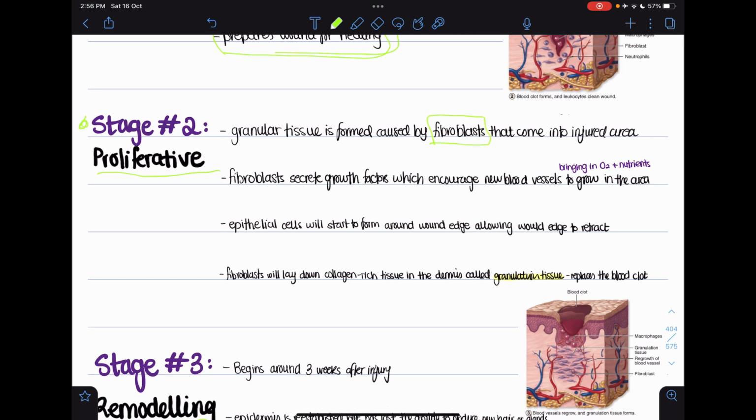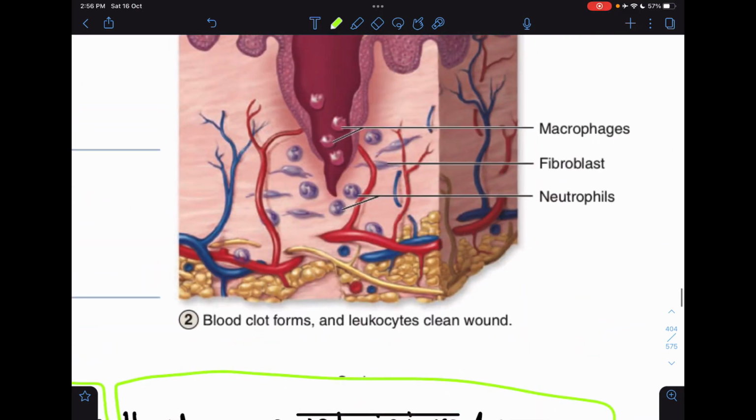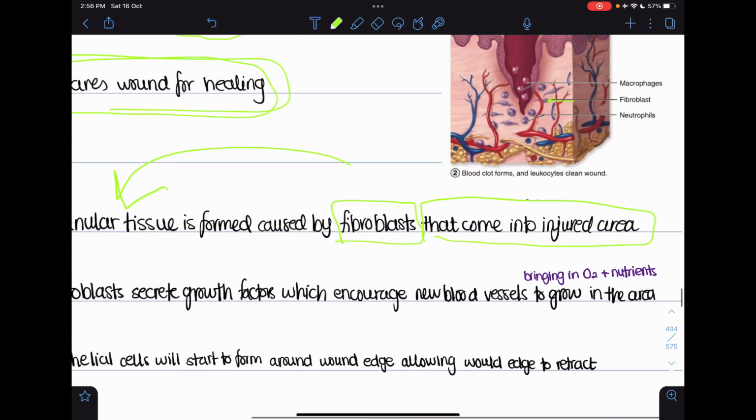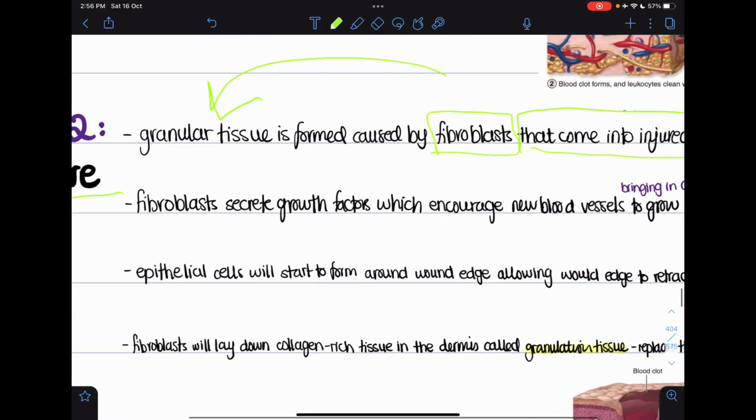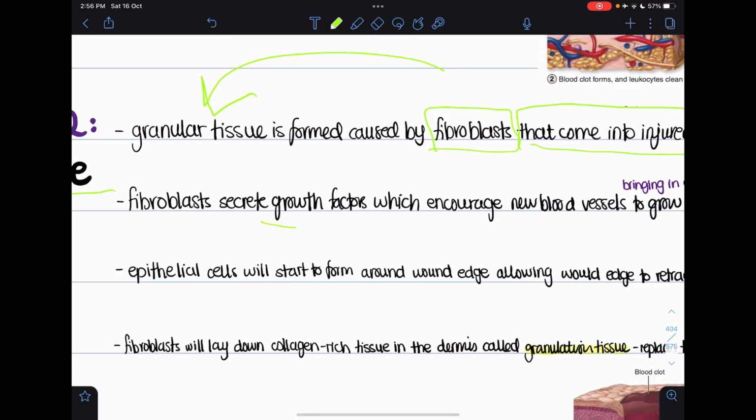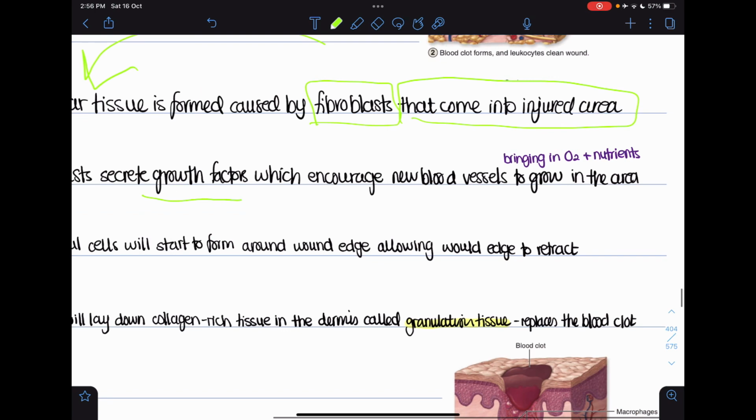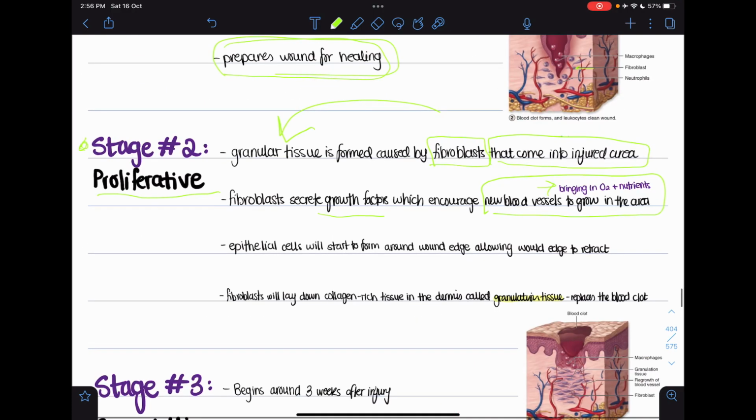So the fibroblasts form granular tissue that comes into the injured area. Okay, these are the fibroblasts, and they start to heal the injury. The fibroblasts will also secrete growth factors which encourage new blood vessels to grow in the area, and this is very important because the blood vessels will bring in oxygen and nutrients that are needed for a healthy healing process.